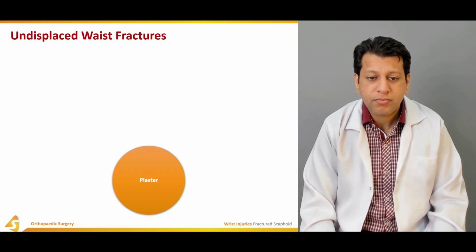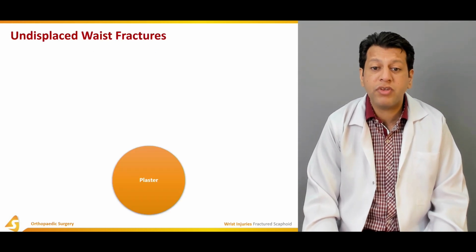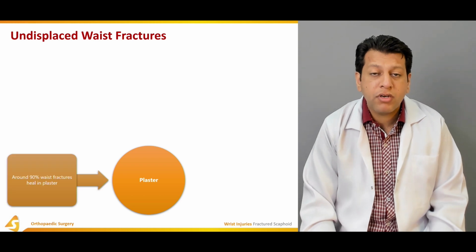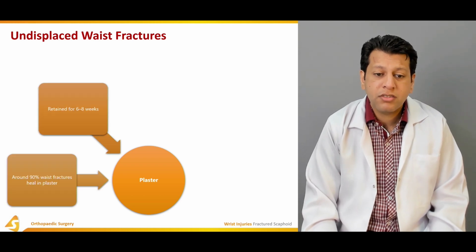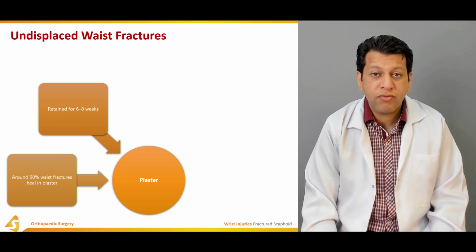grafting. Now, the treatment of undisplaced waist fractures can be successful around 90% of the time when treated in a plaster cast, and that has to be retained for 6 to 8 weeks.